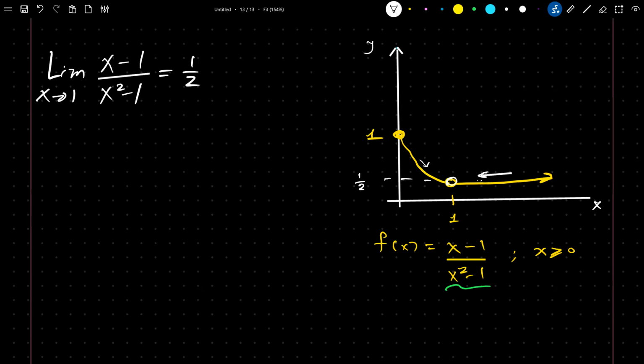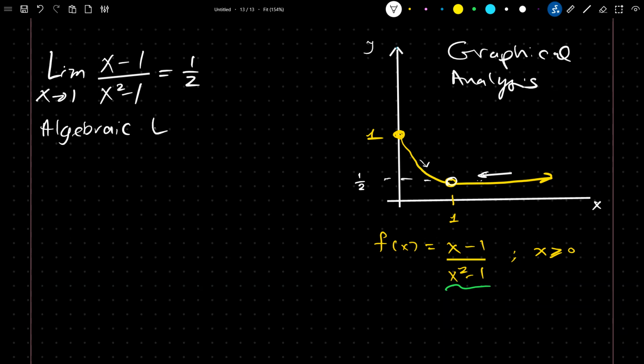Okay, so we can see graphically by examining the graph what the limit of a function should be, right? So the graphical inspection or the graphical analysis can help us to determine what the limit of the function should be. We can also use algebra, and this is the way it's usually done, through algebraic evaluation.